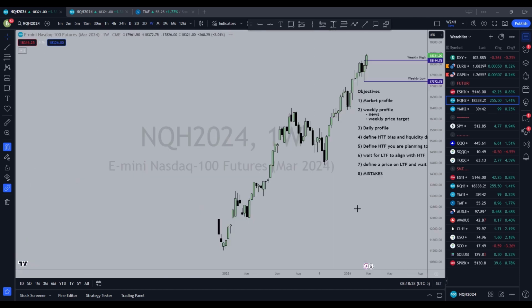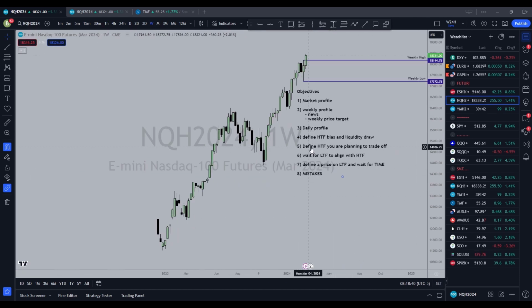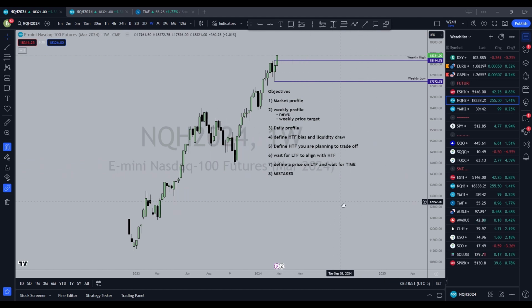Now let's go back to our objective here. So for me, the higher time frame bias going short was the 4 hour. My lower time frame was the 15-minute chart, and my entry was the 1 minute chart. So those were the prices that I was looking for.